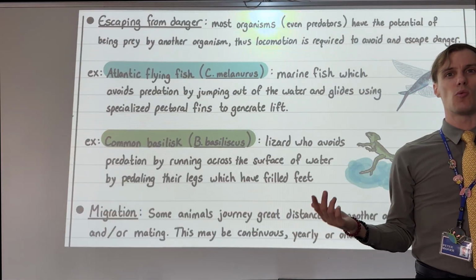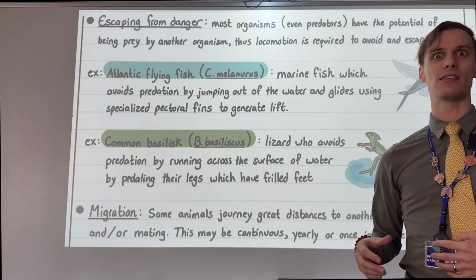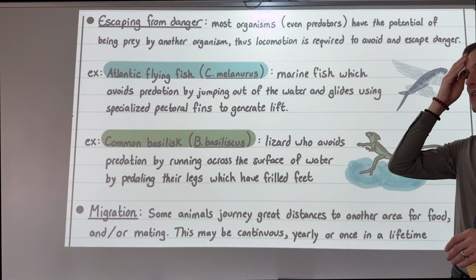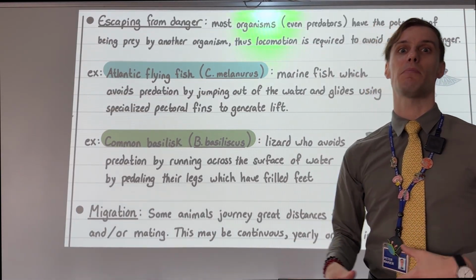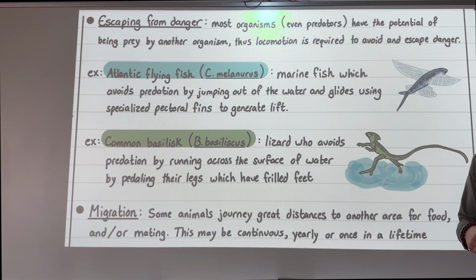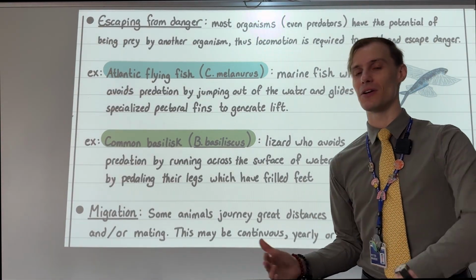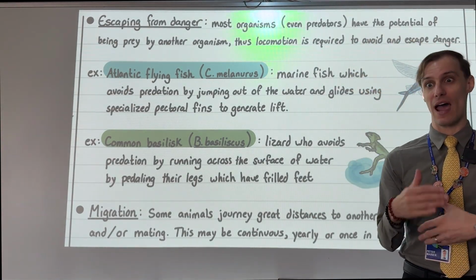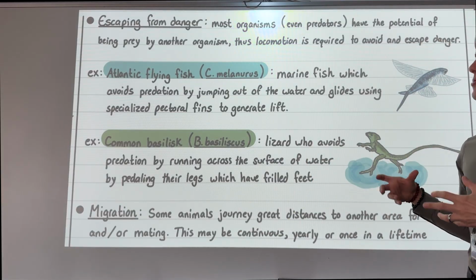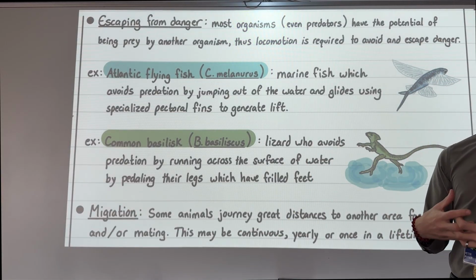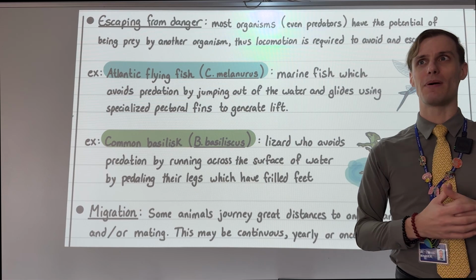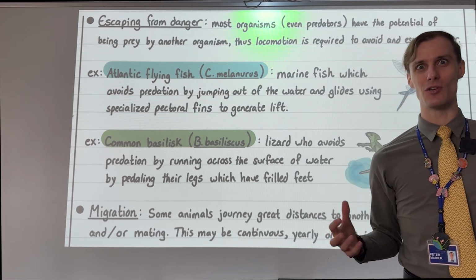The next reason why motility has evolved is also fairly intuitive, and that is escaping from predators, escaping from danger. Prey animals have to be pretty much as fast or faster than predators because they have to be able to escape. There are so many examples that you can choose from, but I chose two examples that I think are fairly unique.